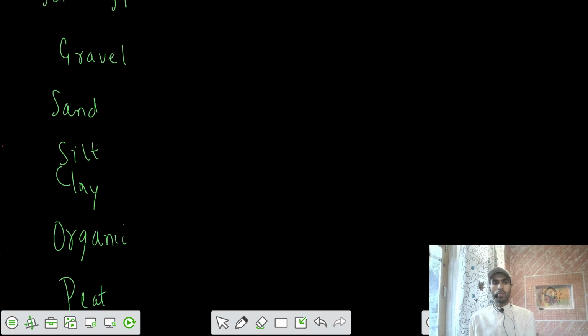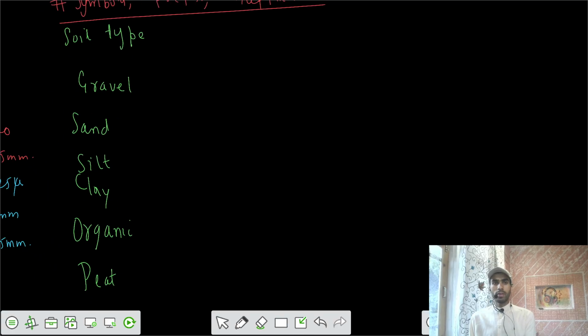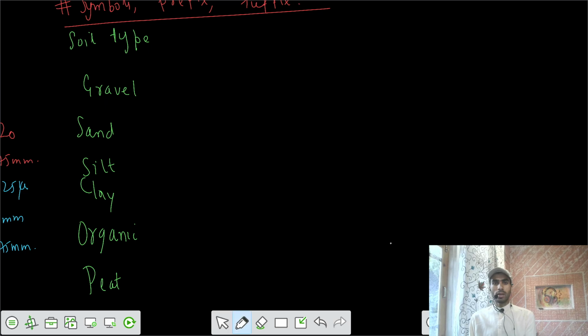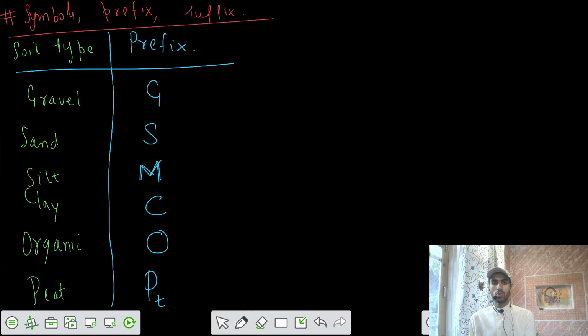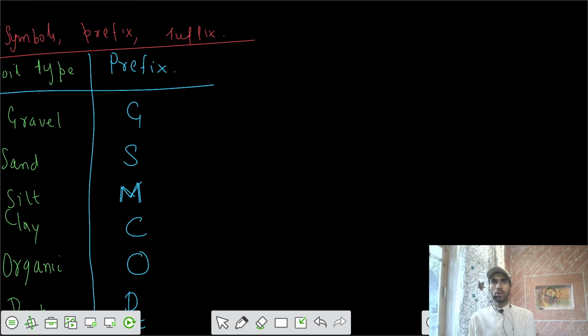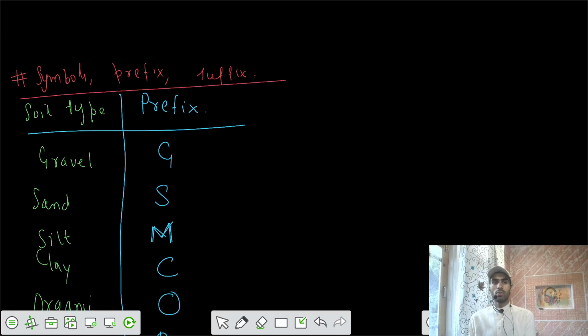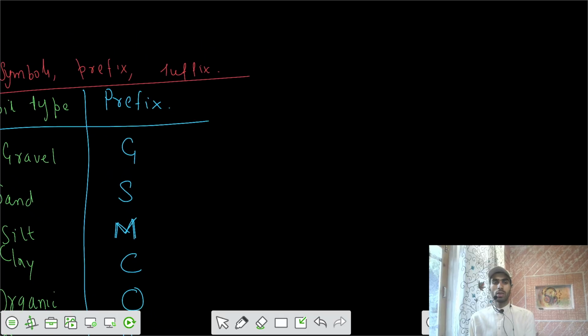Now for those, we are going to write the symbol for your prefix, that is the start of the representation of that particular soil. So for the gravel we write G, for the sand we write S, for the silt we write M, for the clay we write C, for the organic we write O, for the peat we write PT. So these are the symbols used for your prefix that denote the particular soil type. Prefix says what is the soil type.